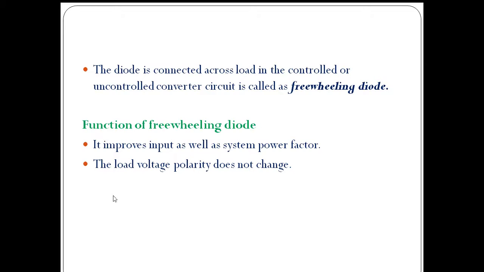The diode connected across the load in a controlled or uncontrolled converter circuit is called a freewheeling diode. The function of the freewheeling diode is to improve the input as well as the system power factor. Load voltage polarity does not change.